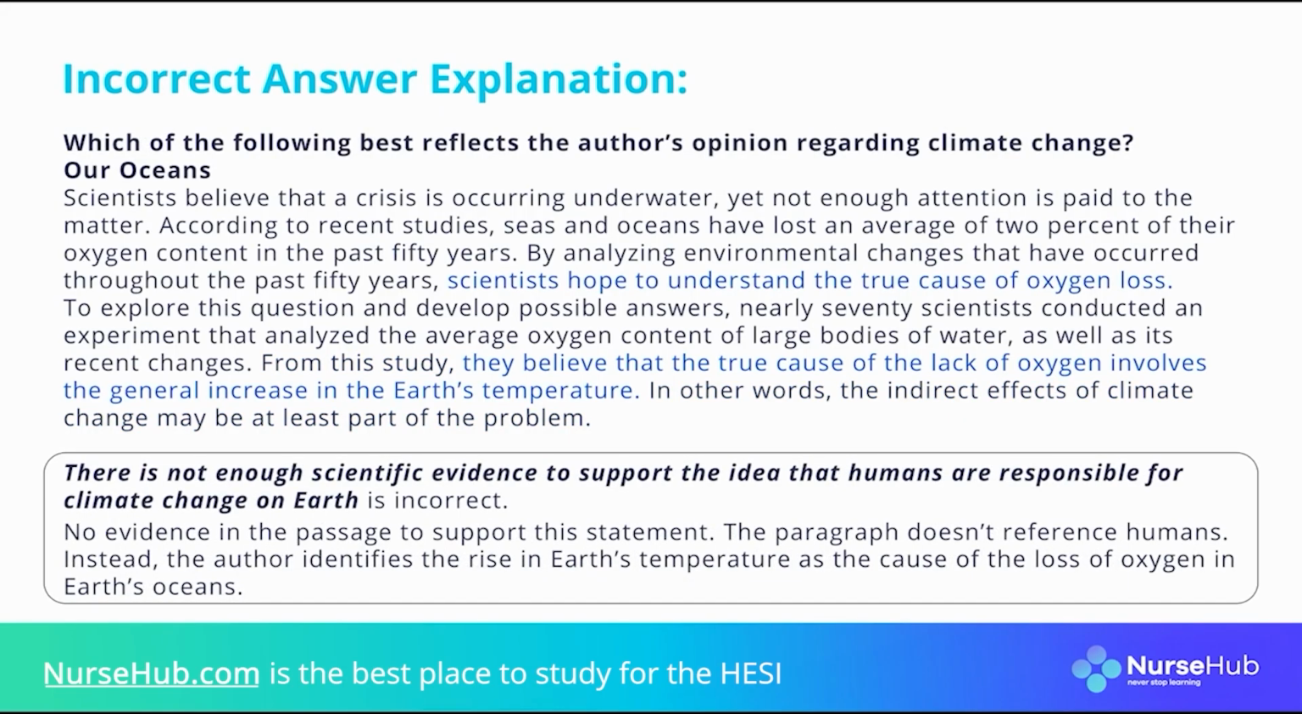All right, so here's our first incorrect answer. There is not enough scientific evidence to support the idea that humans are responsible for climate change on Earth. There's no evidence in this passage to support this, y'all. The paragraph doesn't reference humans. Instead, the author identifies the rise in Earth's temperature as a cause of the loss of oxygen in Earth's ocean. There's nothing that has to do with humans specifically here, so we can't make this jump.